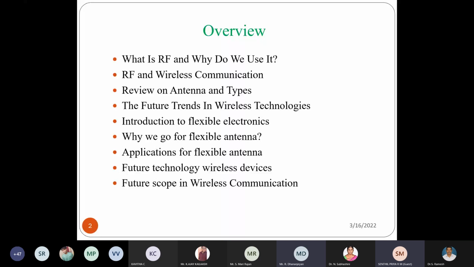We are going to review antennas and their types, and the future trends in wireless technologies. Then the introduction of flexible electronics and why we are going for flexible antennas, then applications of flexible antennas. Then we are going to discuss future technology in wireless devices as well as the scope in wireless communication.